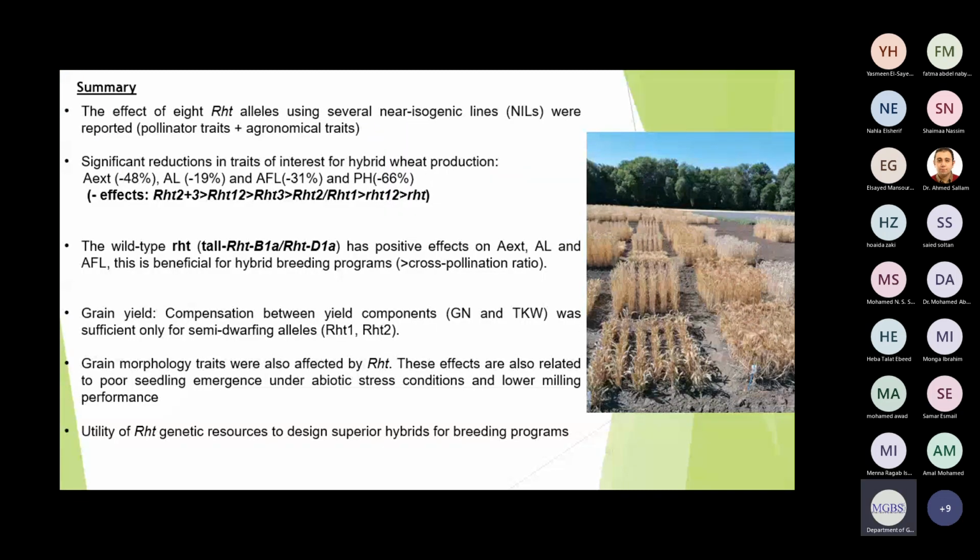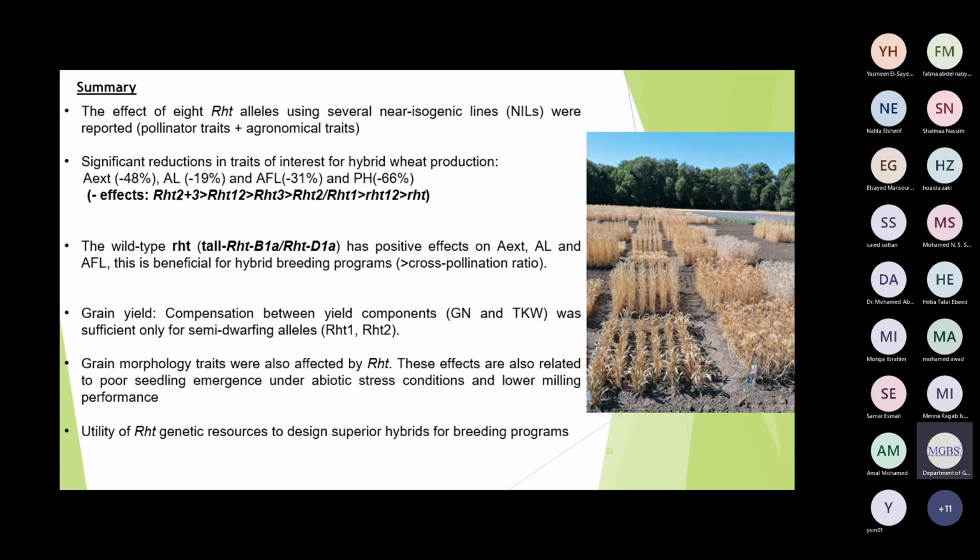So to summarize, we reported the effect of these RHT alleles using near-isogenic lines on some pollinator traits and some agronomic traits. For pollinator traits that are of interest for hybrid wheat production, reductions of up to 48% were detected for anther extrusion, up to 19% for anther length, up to 31% for anther filament length, and up to 66% for plant height. This is more important in the extreme dwarfing alleles, RHT2+3 and RHT12.